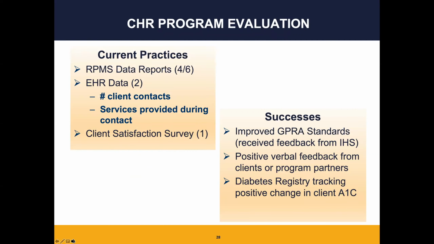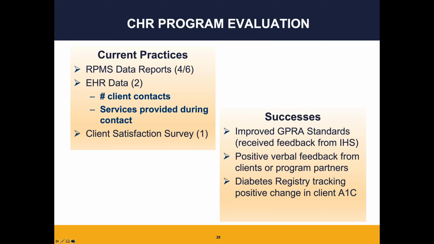The next area we looked at was program evaluation, and we asked CHR managers how they currently track and measure the different components of their program to know what is working or not. Now, most programs use what is called the RPMS system, which is a data tracking system that was designed for tracking CHR activity. And they use that to produce reports that describe how their CHRs spend their time and how many clients they see. And then we found that 2 programs have access to client electronic health records, EHRs, and through those they're also able to produce similar reports.